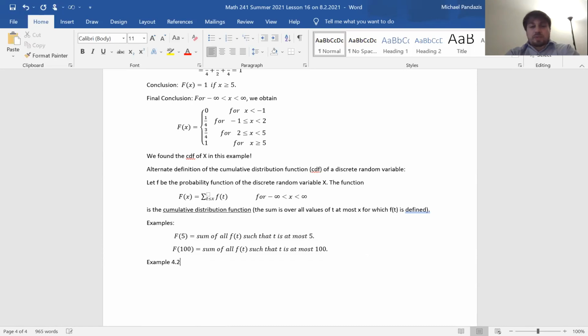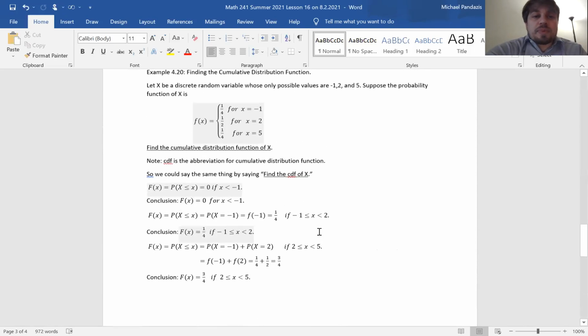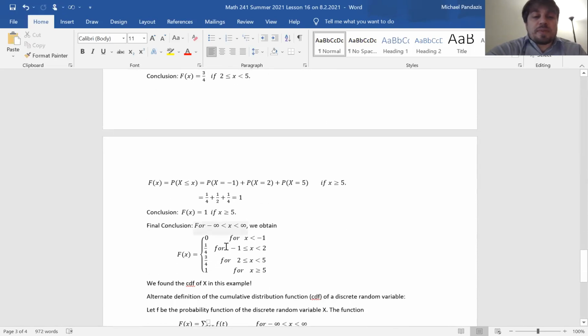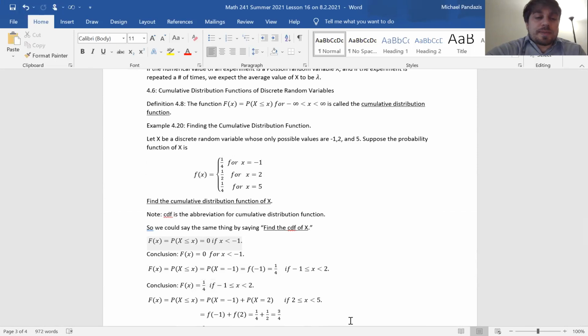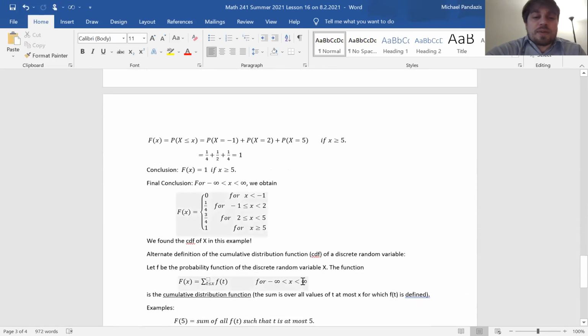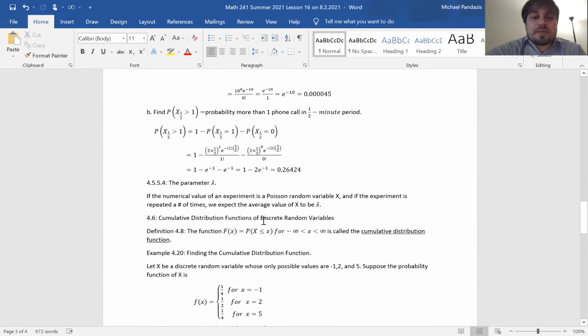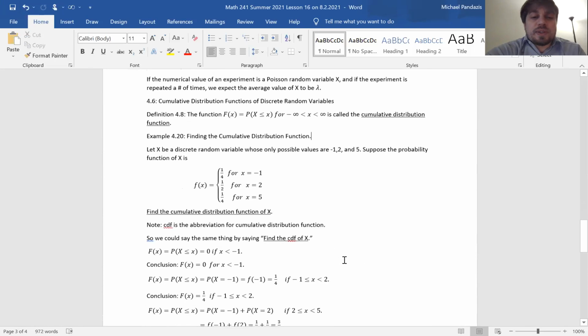So let's look at an example. Example 4.21, finding the probability with cumulative distribution function. Okay, so in our last example, we were given a probability function, and from it, we found the cumulative distribution function. We're now going to go in the opposite direction. I'm going to give you a cumulative distribution function. We're going to find probabilities using it, okay? And what's important to note is that we have a discrete random variable here, right? This entire section is only on discrete random variables, okay?